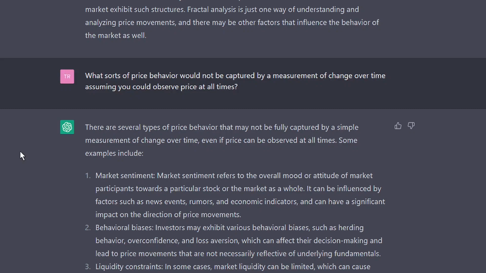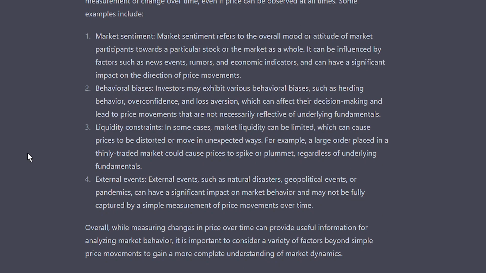What sorts of behavior would not be captured by measurement of change over price? What sorts of price behavior would not be captured by a measurement of change over time, assuming you could observe price at all times? There are several types of price behavior that might not fully be captured by a simple measurement of change over time. Even if price can be observed at all times, some examples include market sentiment. Market sentiment refers to the overall mood or attitude of the market participants towards a particular stock or the market as a whole, and it can be influenced by factors such as news, events, rumors, economic indicators, and can have a significant impact on the direction of price movements.